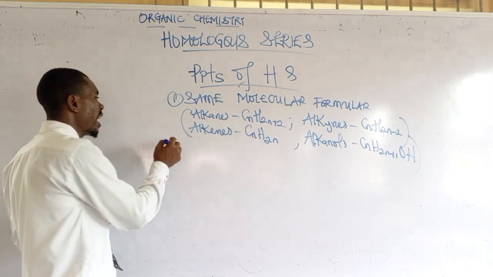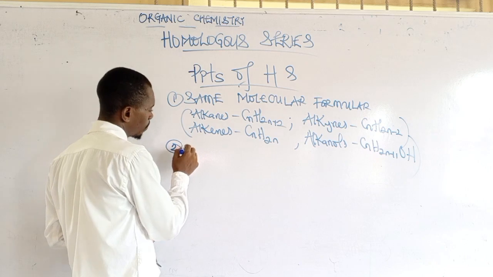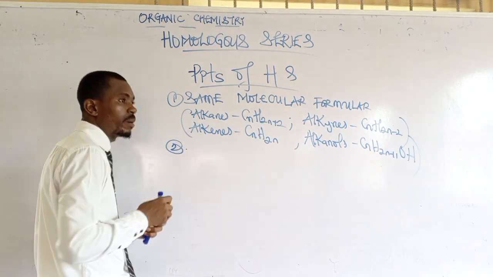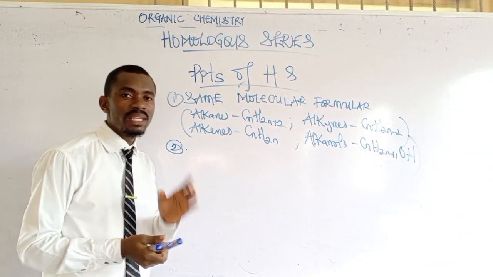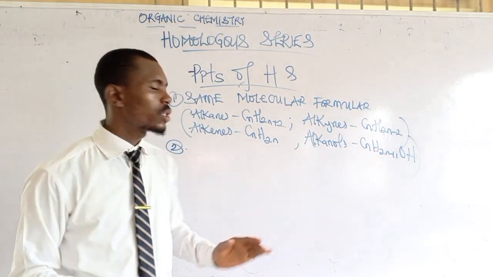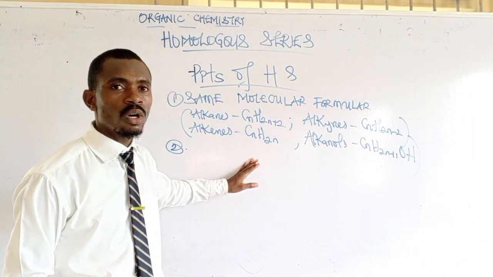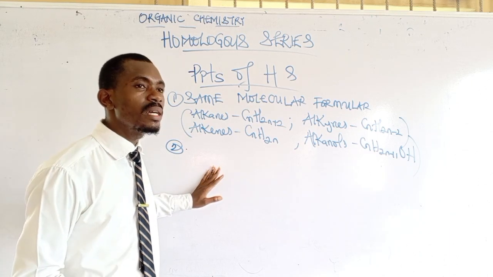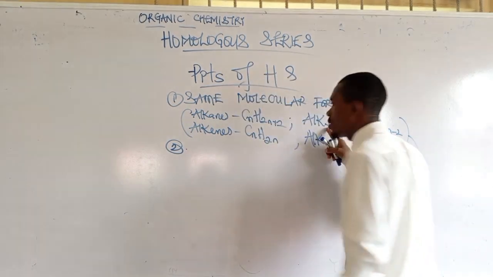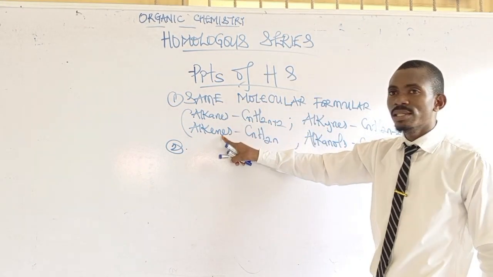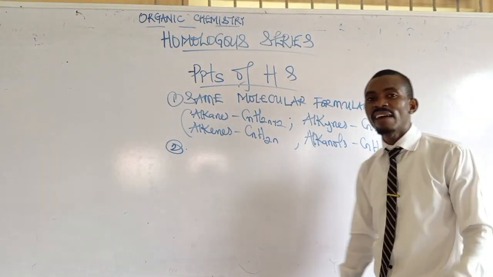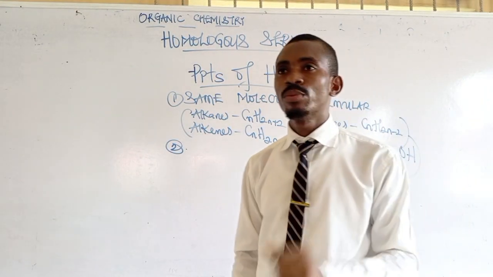Then two, they have the same general method of preparation. The way I will prepare methane is how ethane or propane is also going to be prepared. They also have the same functional group. For instance, all the alkanes, their functional group is single bond. All the alkenes, double bond. All the alkynes, triple bond. And the alkanols, they have an OH functional group.